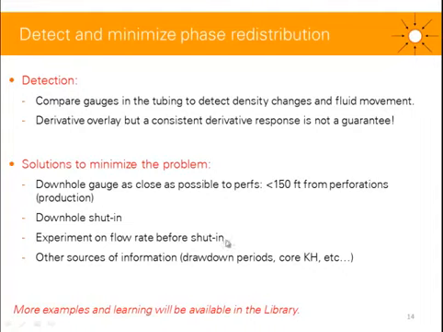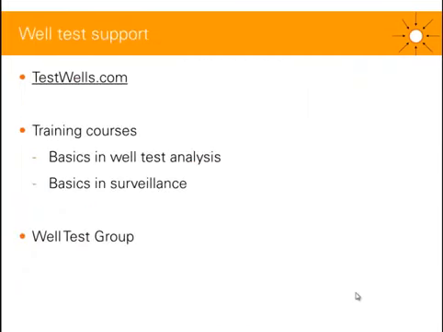We could do some experiment on the flow rate just before shut-in, so we could try to flow the well at highest rate as possible to try to lift the heavier fluid in the wellbore. Or we could even try to play with the flow rate to try to change the flow regimes. Certain flow regimes are more likely to create phase redistribution. Or we could use other sources of information, so some drawdown periods, permeability from the core, etc.